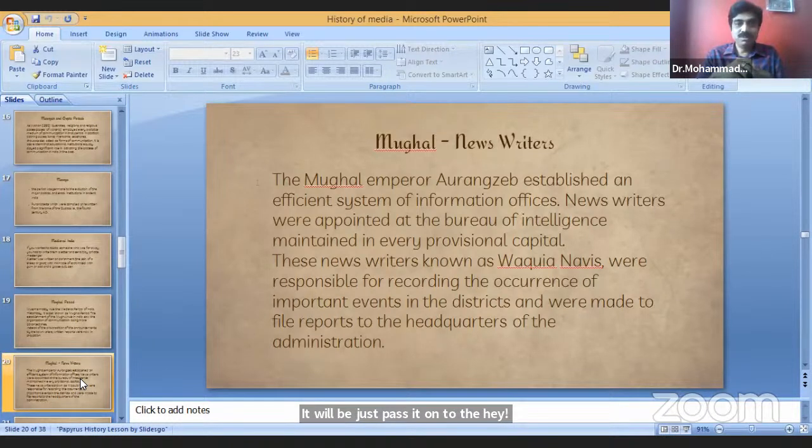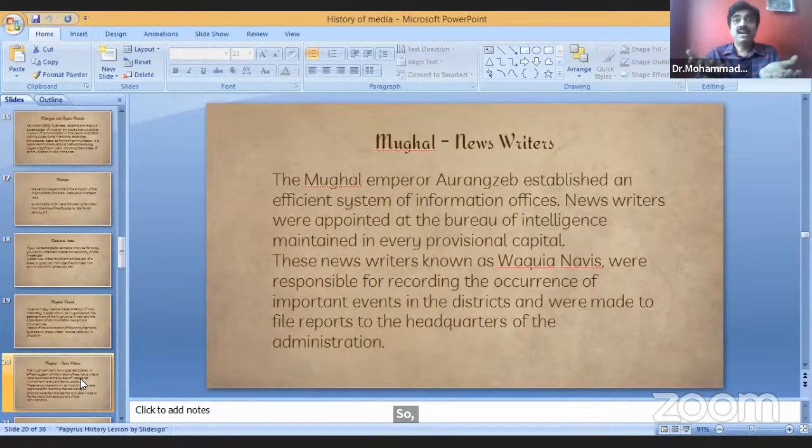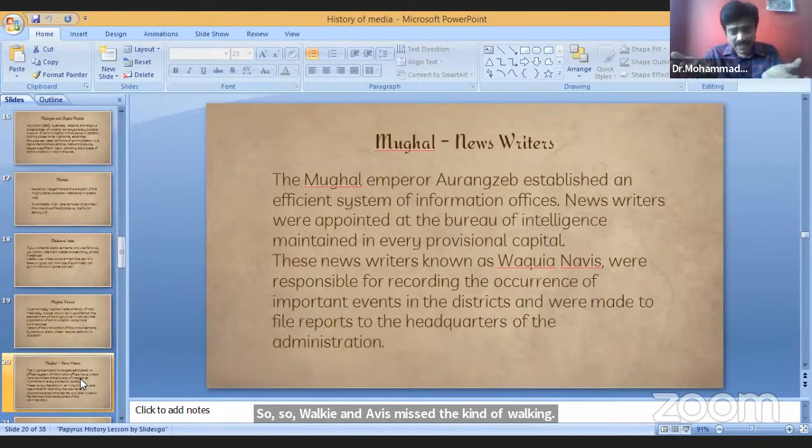The first thing is that during the Mughal period, specifically during the Aurangzeb period, the information office system was established. News writers were appointed. A Bureau of Intelligence was maintained in every provincial capital, at the local level, the district level, the provincial level. These news writers were known as the Vakya Navis. Vakya means the kind of incident, the kind of event. So the Vakya Navis would narrate the story.